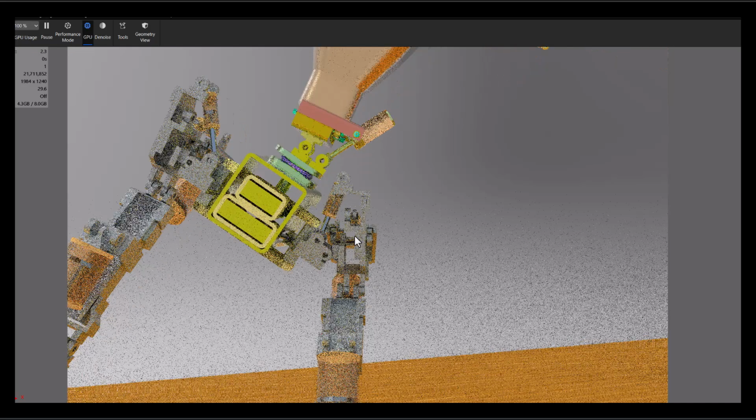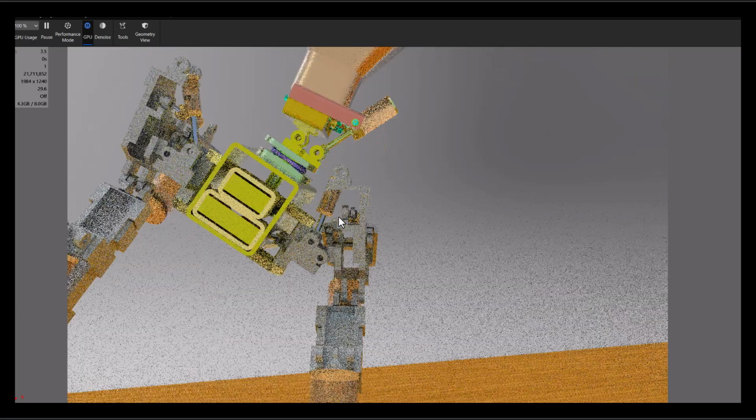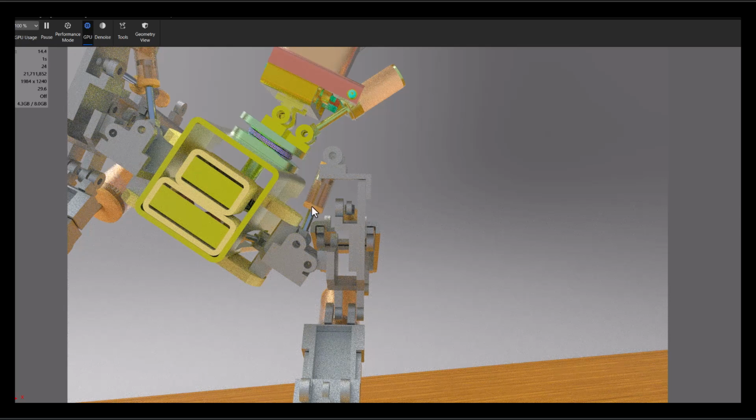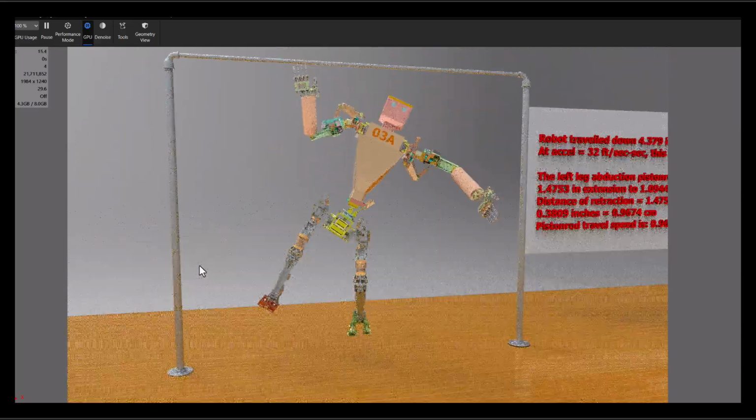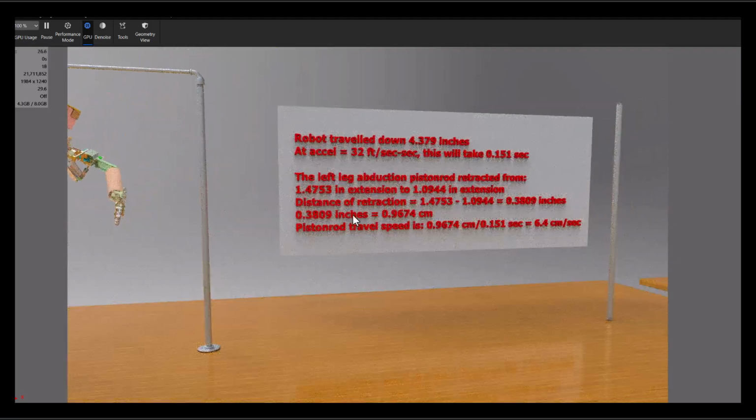And the answer is, we set this to move at 15 centimeters per second because we're duplicating human muscles. And you can take this distance that this piston head moved, and you can take this amount of distance that the robot fell, and you can do a calculation. And the calculation is the robot went down 4.3 inches. Acceleration of gravity is 32 feet per second per second, so it will take 0.15 seconds.